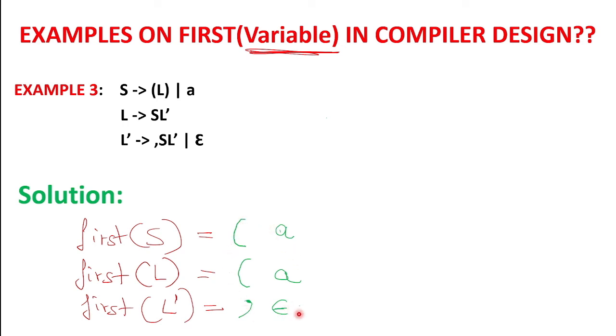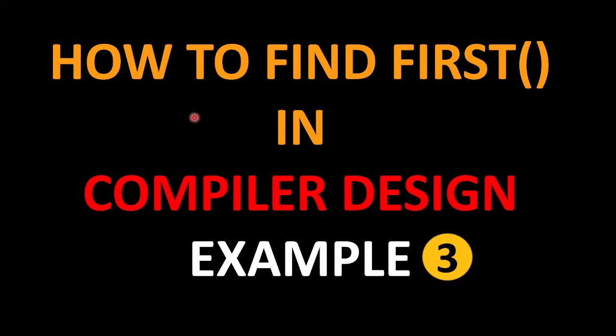So you can see the answers are all terminals or epsilon. Answer cannot be a variable. So first of any variable has to be the first terminal which is coming on the right hand side of that variable's production. So this was all about how to find first in compiler design.